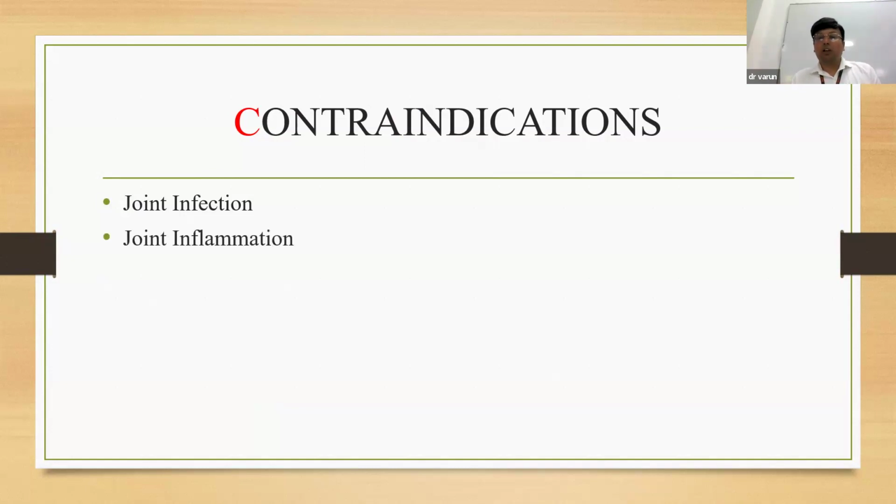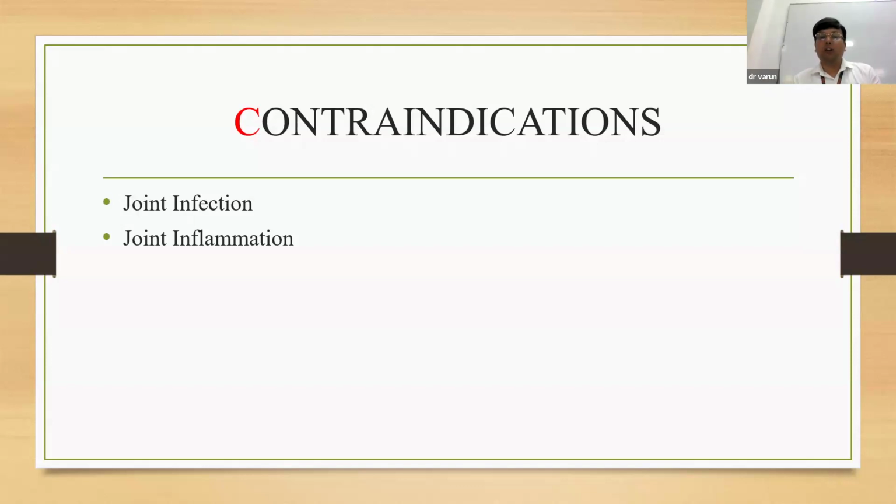Joint inflammation, again: we have to first reduce the inflammation with the help of other treatments like ice therapy. Only then we go for Mulligan mobilization. In case of joint inflammation, or if the patient has more severe pain, we can use Maitland first of all. With grade 1 and grade 2, we can reduce the inflammation as well as the pain, and then only we can go for Mulligan mobilization.